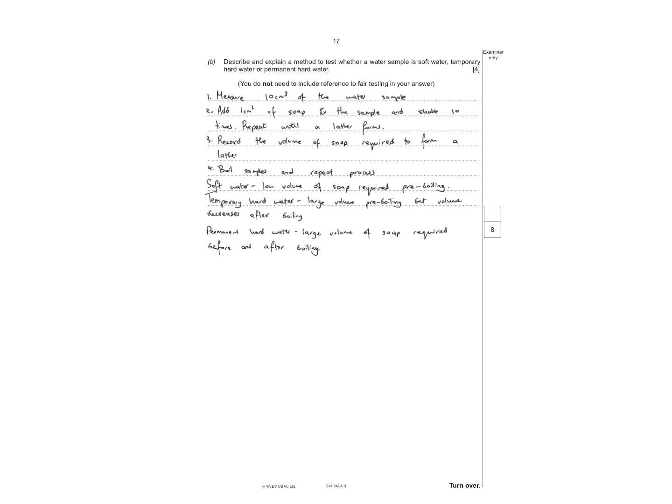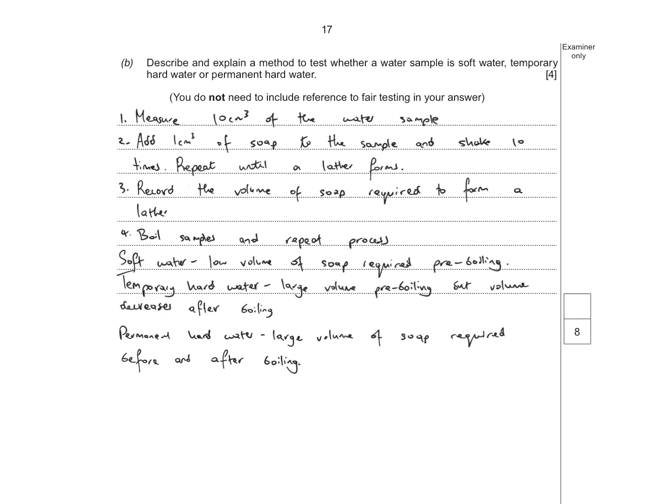Describe and explain a method to test whether a sample is soft water, temporary hard water, or permanent hard water. So, I'm going to measure 10 centimetres cubed of the water sample. I'm then going to add 1 centimetre cubed of soap to the sample and shake 10 times, and keep doing this until a lather forms. And I'm going to record that volume.